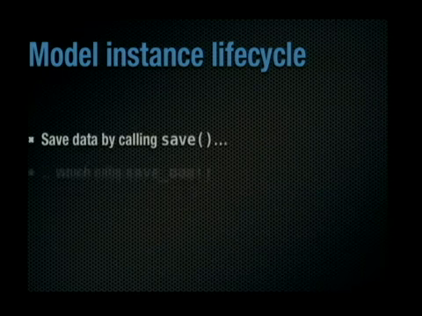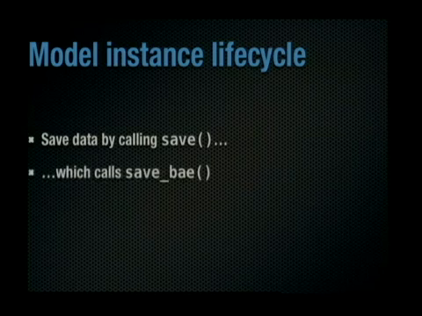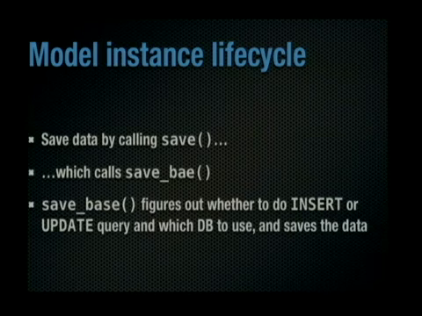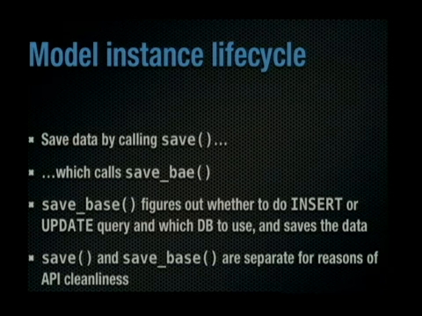Saving data in a model, you call the save method, which actually calls a method called save_base. save_base is where we figure out if we're doing an insert or an update query in the database. It's where we figure out what database we're using, and it saves the data. There is a reason why these are two different methods. If you go look through what save does and what save_base does, it's because of API cleanliness. Basically, this means you can easily override save and call up to the superclass save and not worry too much about having to do all this logic or trampling over something that absolutely needs to happen to make Django work. That's why those are two separate methods.